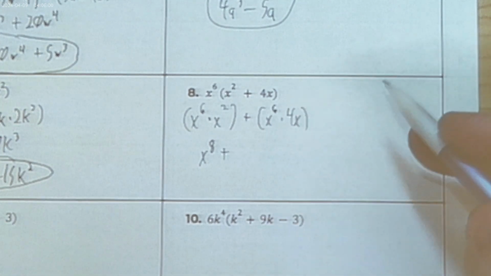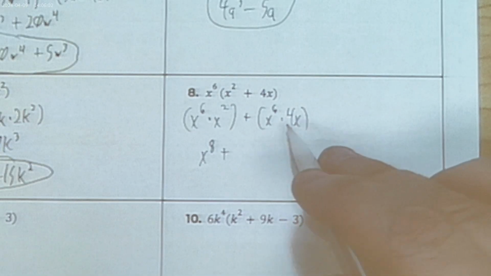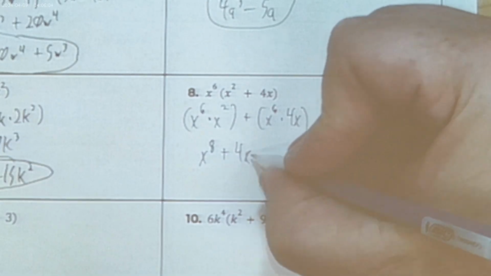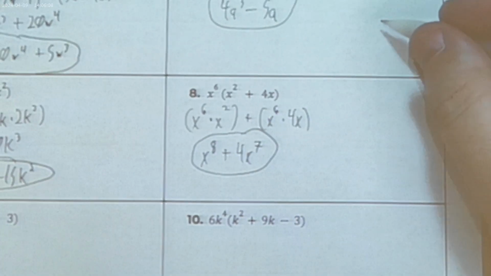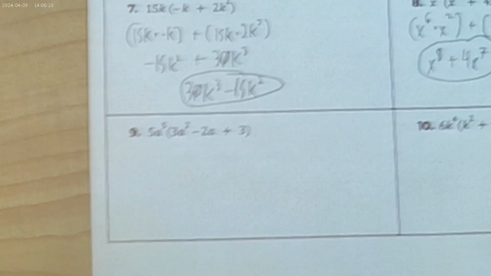I don't have any coefficients I have to deal with, so it's just going to be dealing with the x's. 4x to the 7th, because 6 plus 1, 7. Oh, there we go.